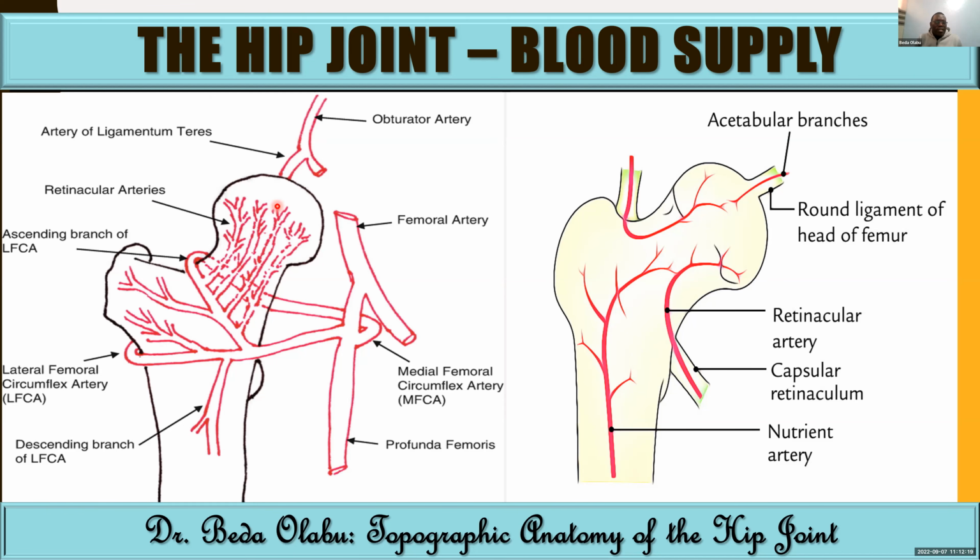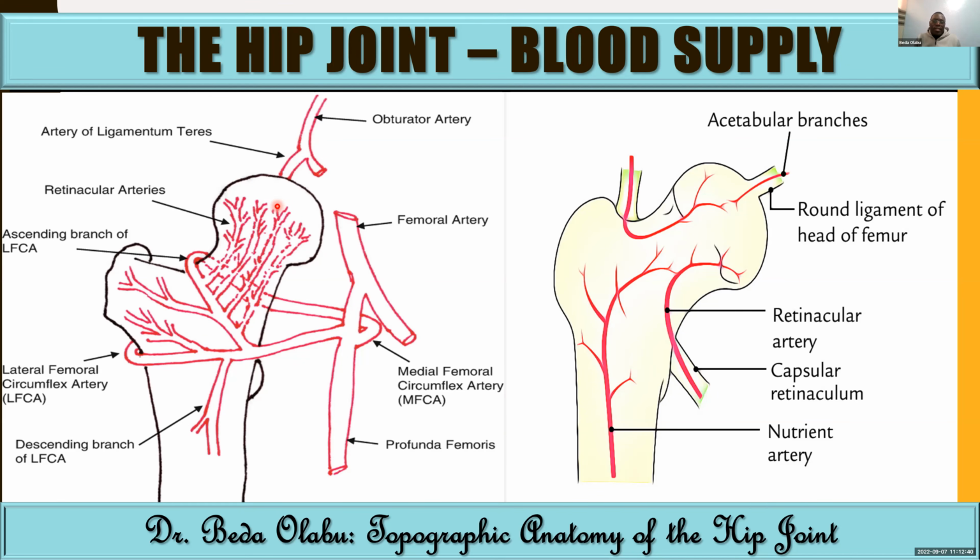In adults, the retinacular arteries contribute almost the whole head of the femur. In children, maybe not the whole of it, but still a good part of it. But in adults, almost the whole head is supplied by the retinacular arteries.